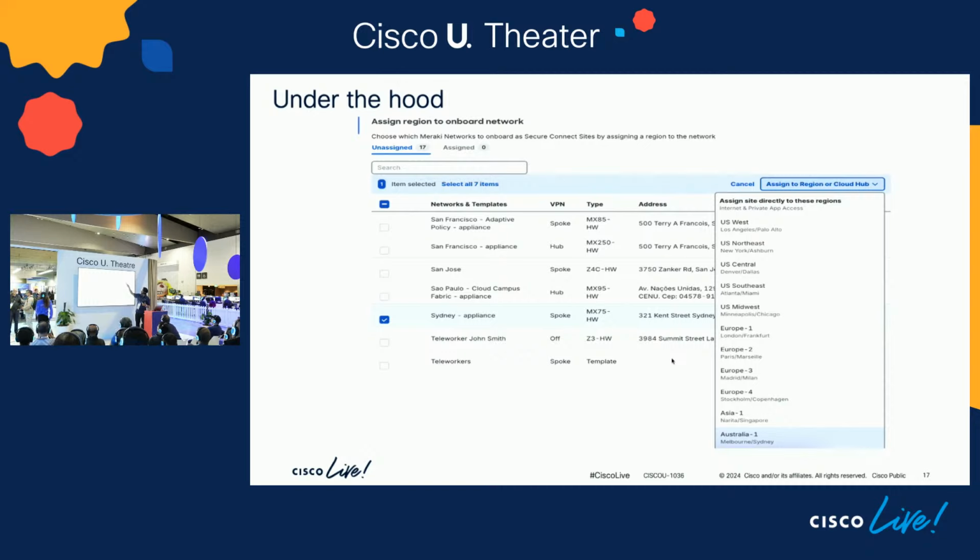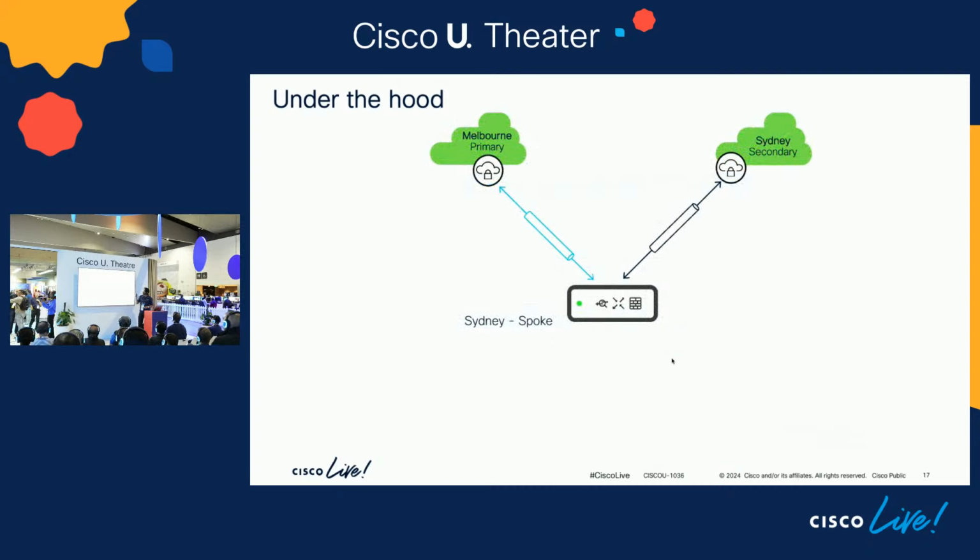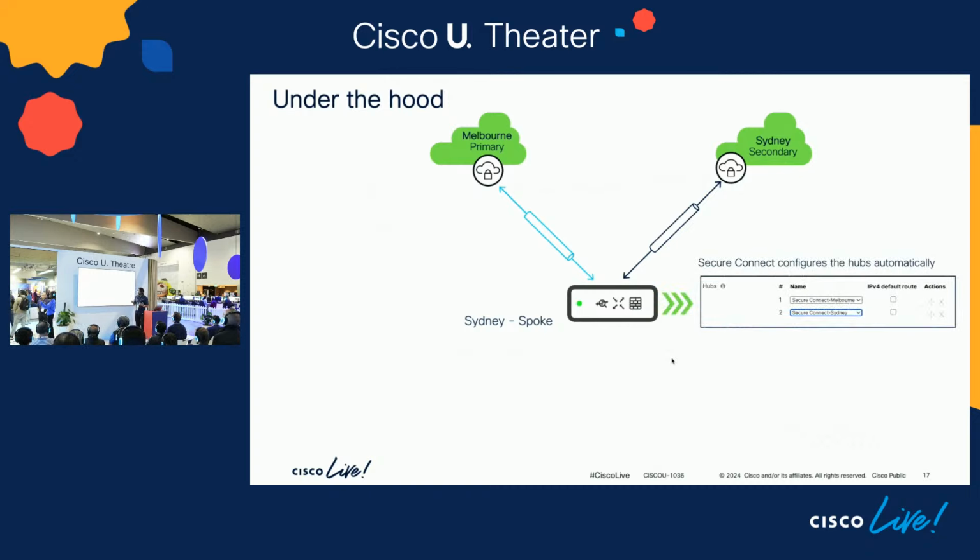I click on Assign to Secure Connect region. It will show me all the available regions. For this region, I can easily use Australia one. Once I do that, basically two tunnels will be initiated, one towards Melbourne and the second towards Sydney. After that, what will happen?